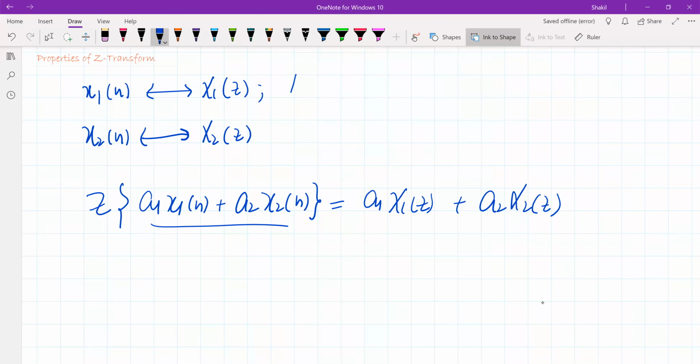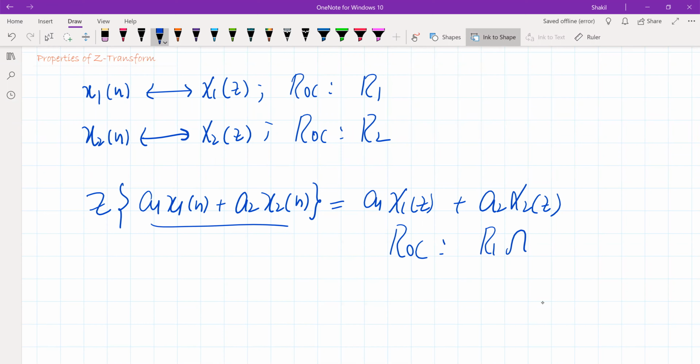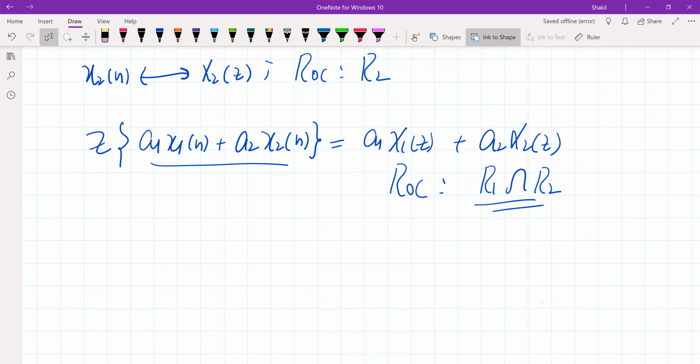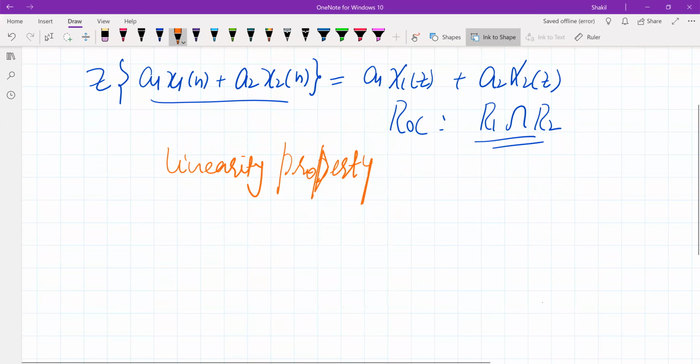And remember, if the ROC of this is R1 and the ROC of this is the region R2 on the Z plane, then the ROC of this sum will be simply the intersection of R1 and R2. Remember, the ROC of this sum will be simply the intersection of these two, and this is referred to as the linearity property of Z transform.